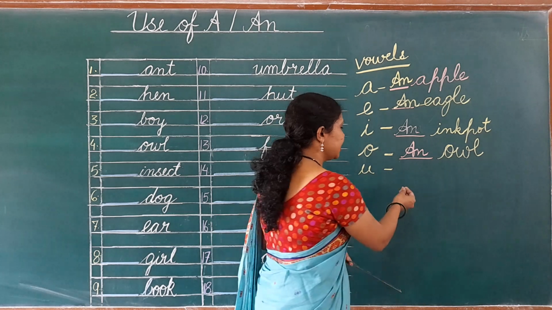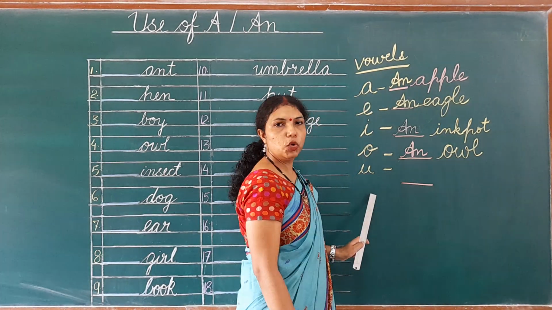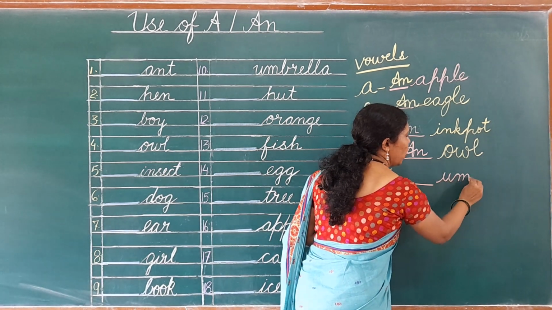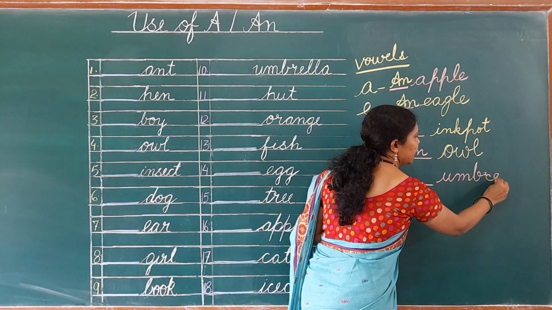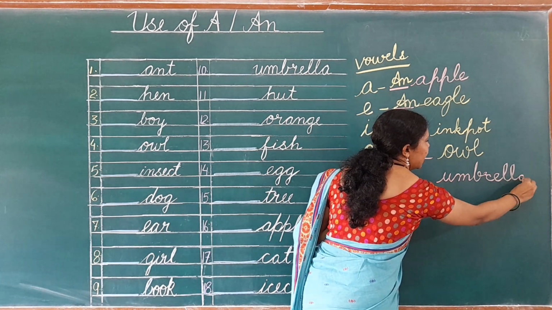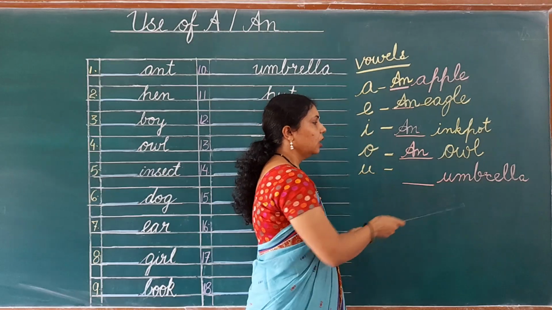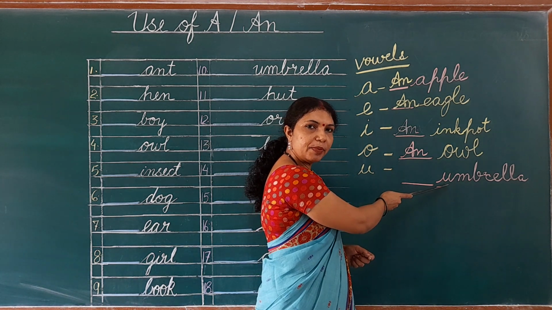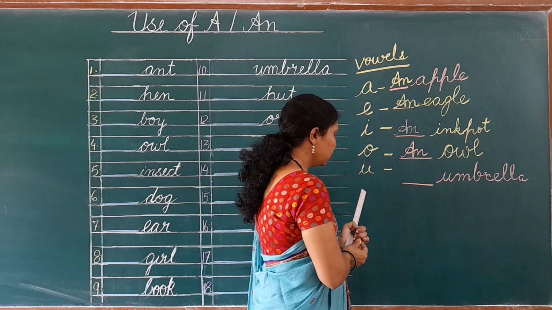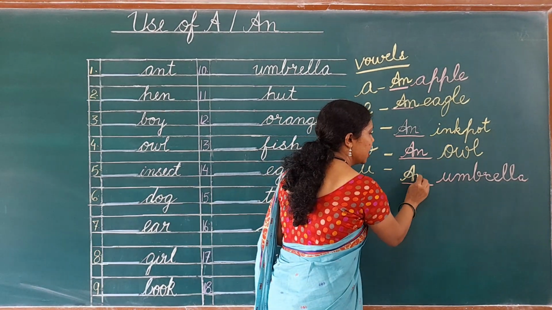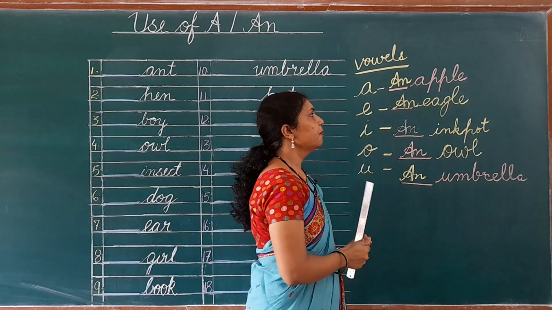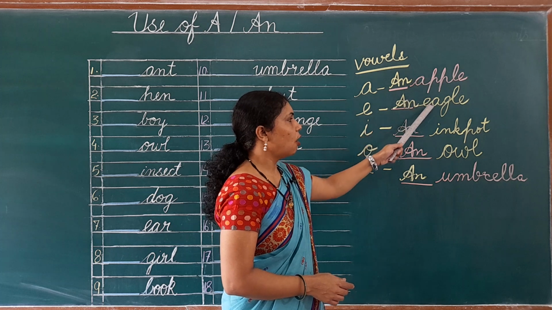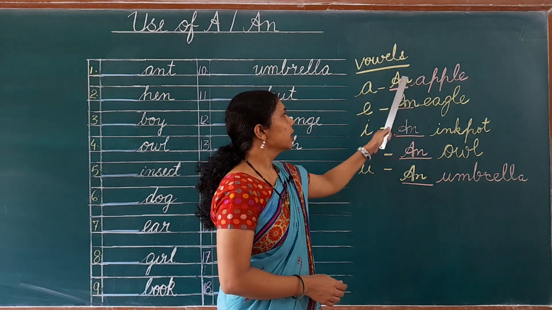N. In the same way, this is U. U for umbrella. I have written here U M B R E L L A, umbrella. First letter of umbrella is U. It comes under vowel. Then we will write here an. Okay? Now I think it is clear that before vowel we will use an.